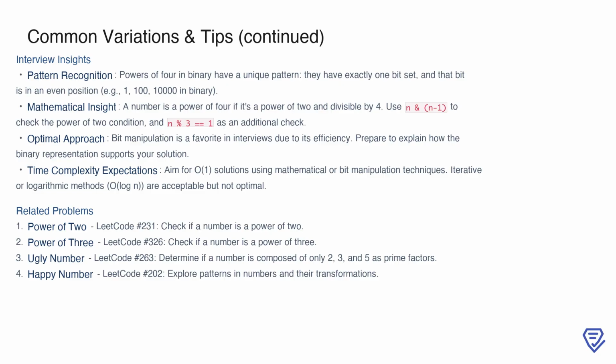For time complexity, aim for constant time solutions, such as using bitwise operations or mathematical checks. While iterative or logarithmic methods are valid, they may not meet optimal performance expectations. Additionally, this problem connects to several related patterns you might encounter in interviews, such as power of 2, power of 3, ugly number, and happy number. Studying these problems can deepen your understanding of similar concepts and techniques.